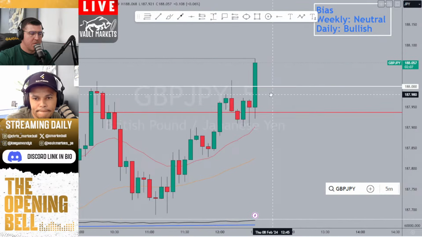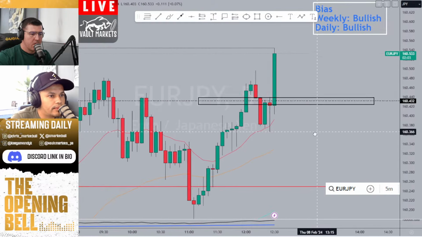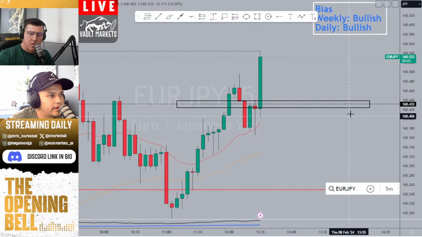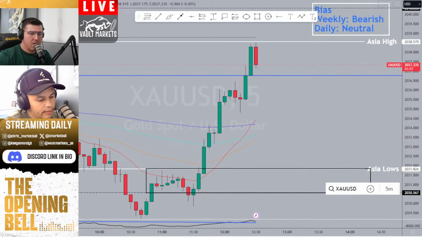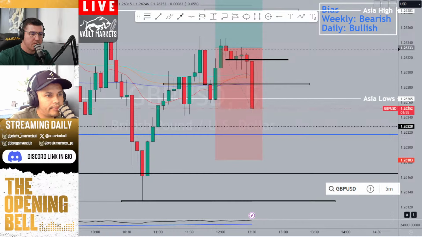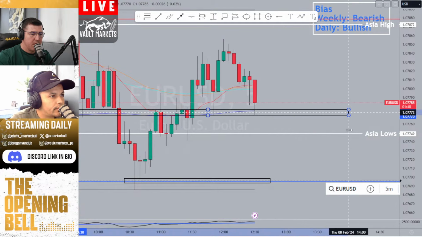Ooh, there's that move above on GJ. Oh, GJ is looking good. There's EJ as well. Gold above the daily pivot. GU, 2 minutes left. EU back at that 200.